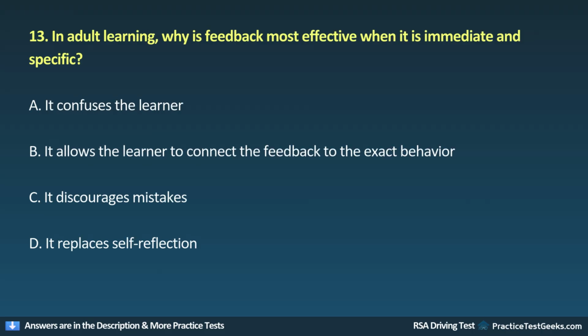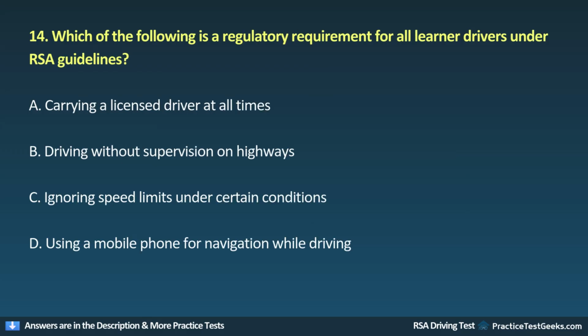13. In adult learning, why is feedback most effective when it is immediate and specific? A. It confuses the learner. B. It allows the learner to connect the feedback to the exact behavior. C. It discourages mistakes. D. It replaces self-reflection.